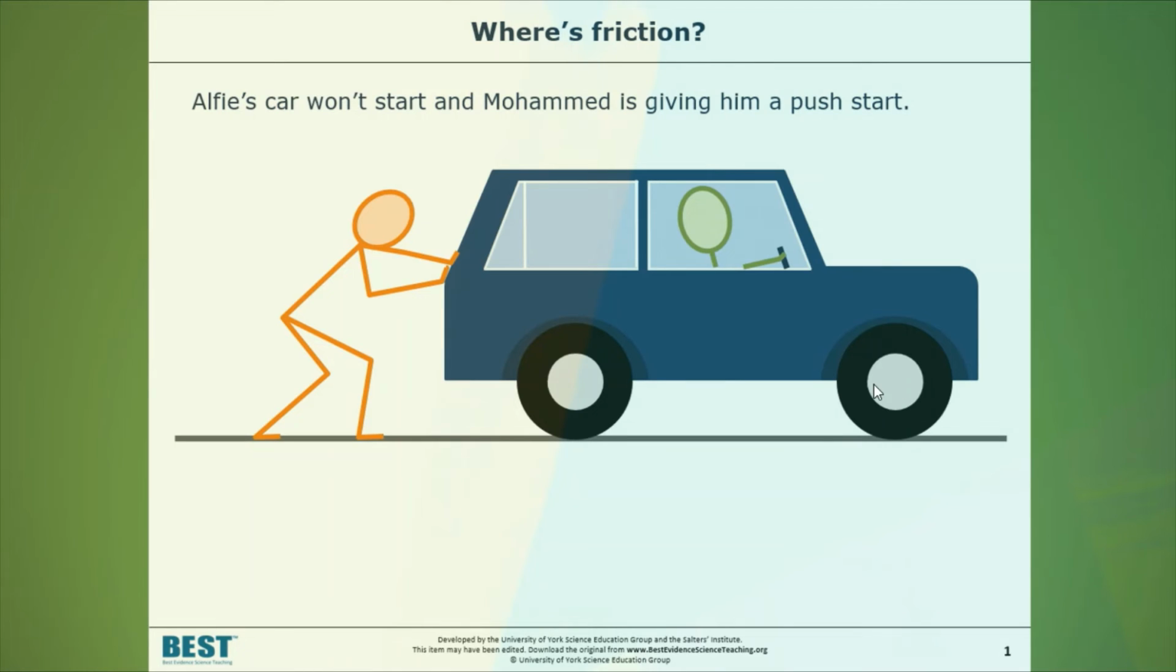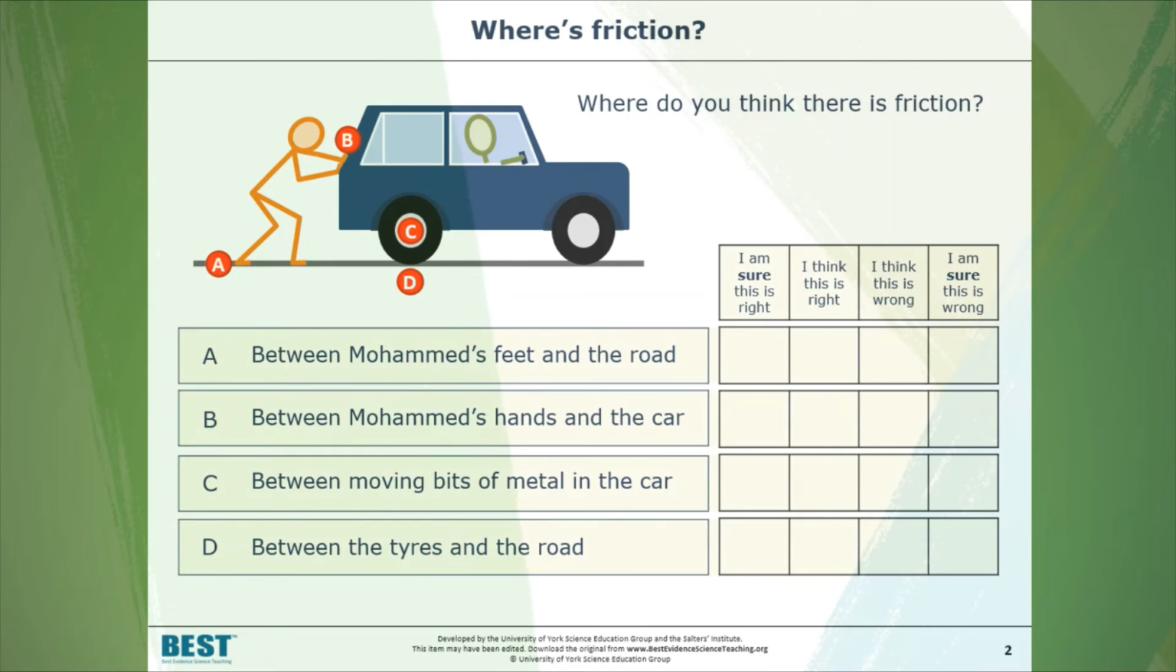Okay, another example, where is friction here? Alfie's car won't start and Mohammed is giving him a push start. So what do you think is the correct answer here? A. Between Mohammed's feet and the road. B. Between Mohammed's hands and the car. C. Between moving bits of metal in the car. Or D. Between the tires and the road. Okay, please answer this one.